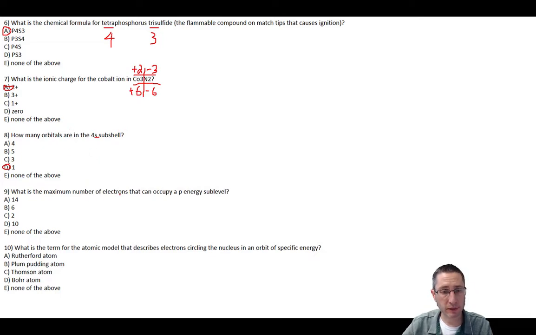Number 9, the maximum number of electrons that can occupy a p energy sublevel. On each p, there's 3 orbitals, each with 2 electrons. So there the answer is 6.